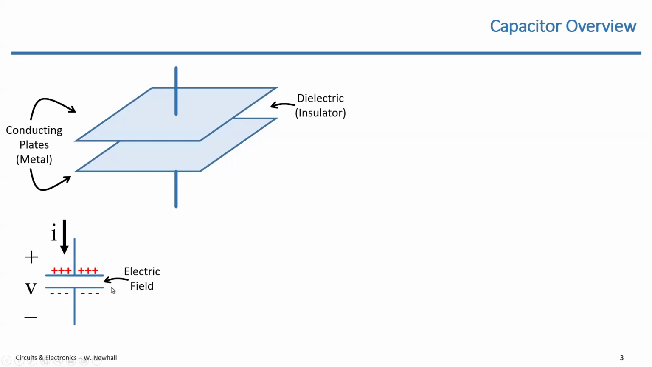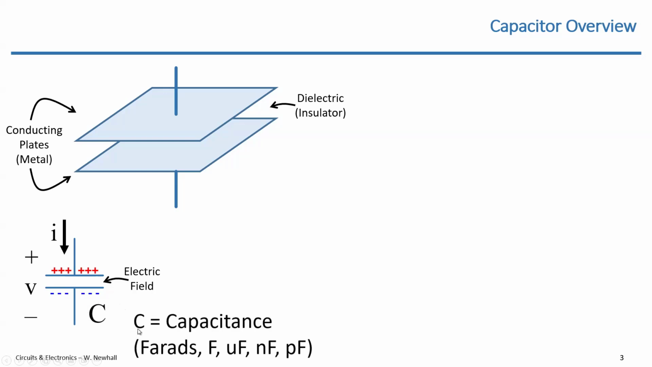The capacitance of a capacitor is specified in farads. Usually in typical components in lab, you have microfarads, nanofarads, picofarads. Typical component sizes, you may have a 220 microfarad capacitor or 1,000 picofarad capacitor, something like that.